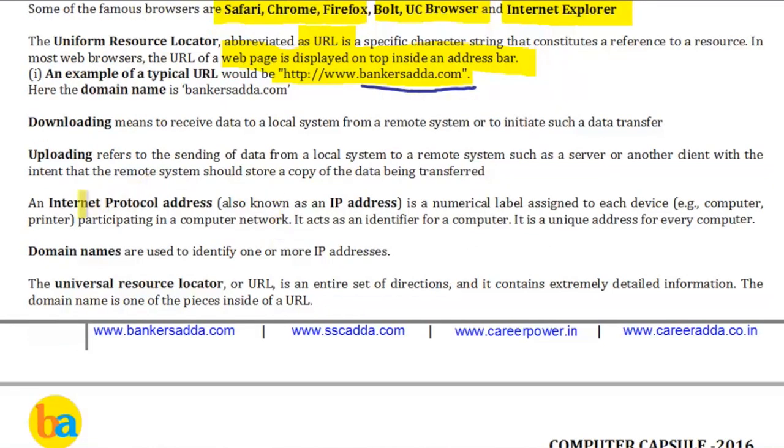Now, there's another important term that is Internet Protocol Address or IP address. IP address is a numerical label assigned to each device, for example computer, printer, participating in a computer network. Every website also has its IP address.